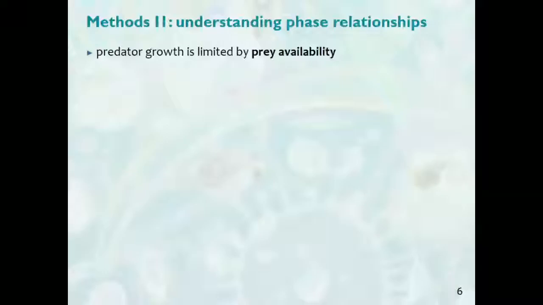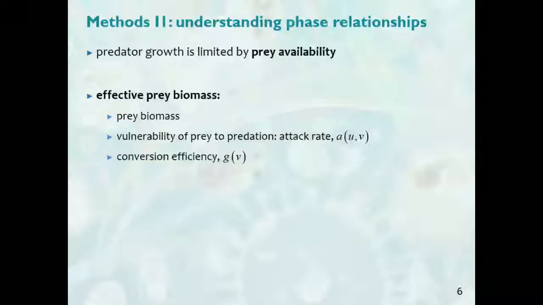So in our model, we developed a measure for the prey availability that we call the effective prey biomass. And this consists of three things. The first is the actual prey biomass, and the second is the vulnerability of the prey to predation, which is the attack rate. And finally, the quality of the prey to the predator, which is the conversion efficiency. We multiply these three together, and then we get a measure for the effective prey biomass.